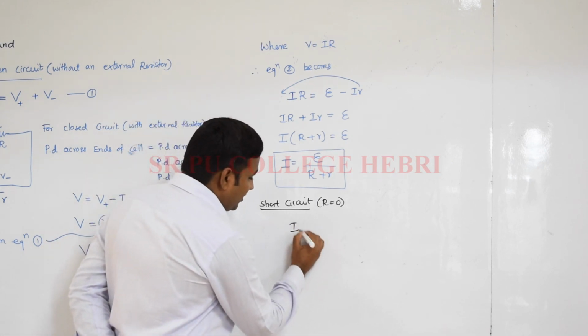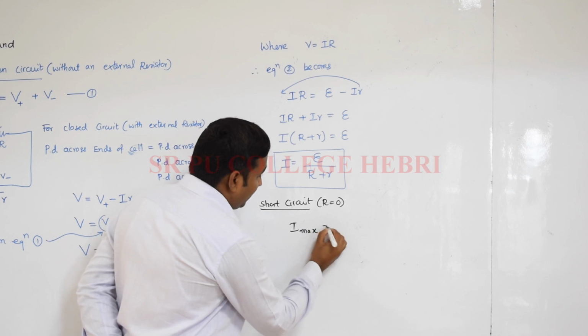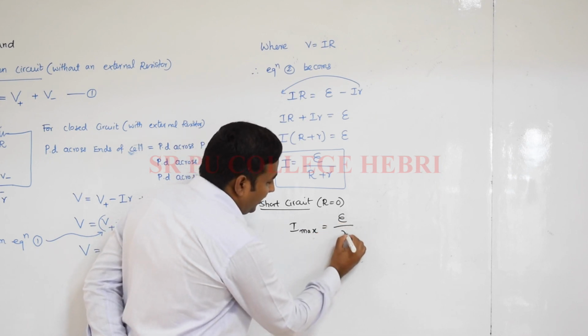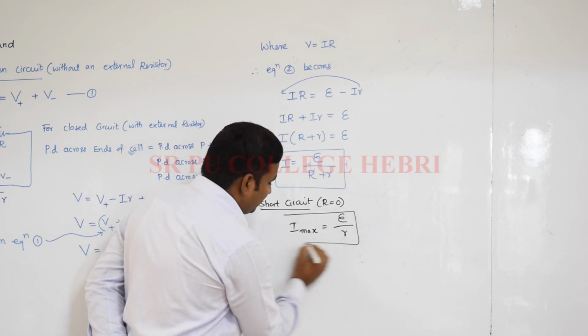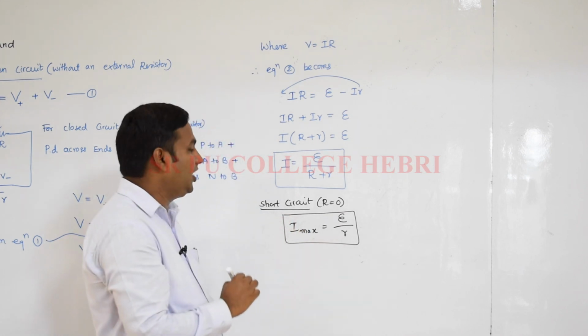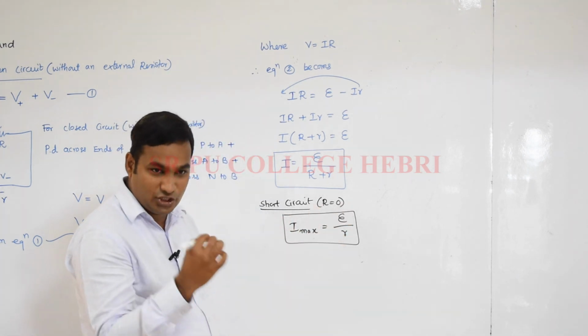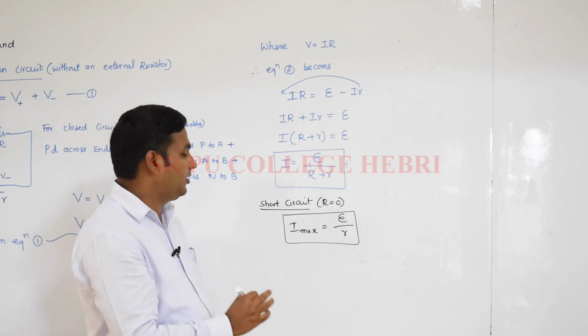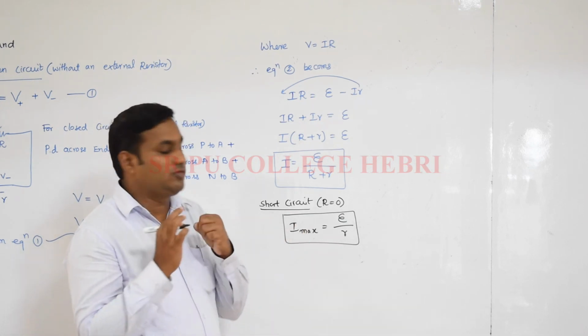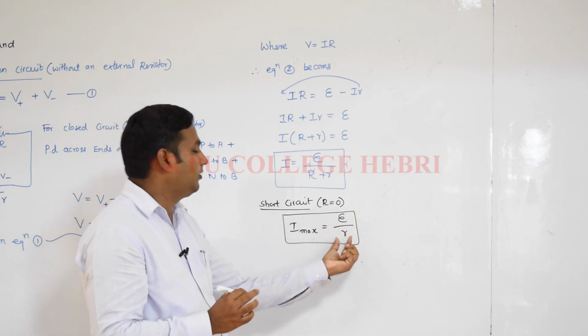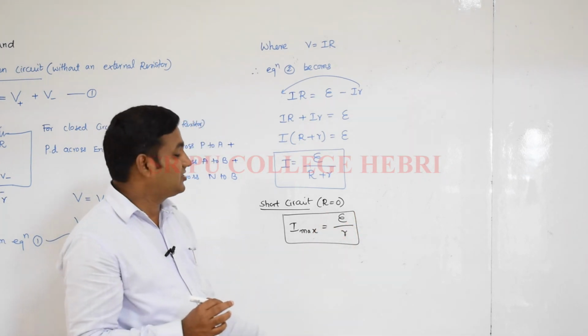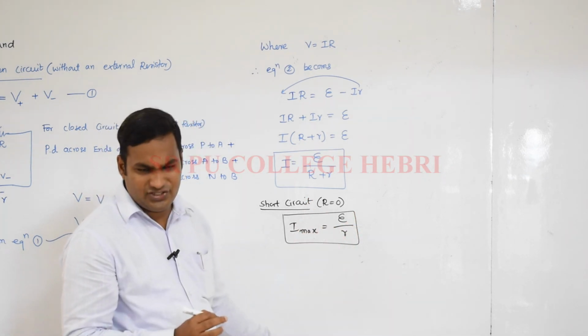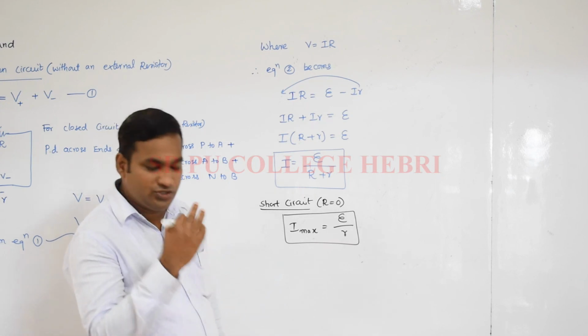The maximum current drawn from the cell becomes EMF divided by R. Remember, if the circuit is short circuited, we say that the external resistor is equal to 0. The current drawn from the cell becomes maximum. Maximum current drawn from the cell is equal to E divided by r, where small r is the internal resistance. Its value is very small in most cases.